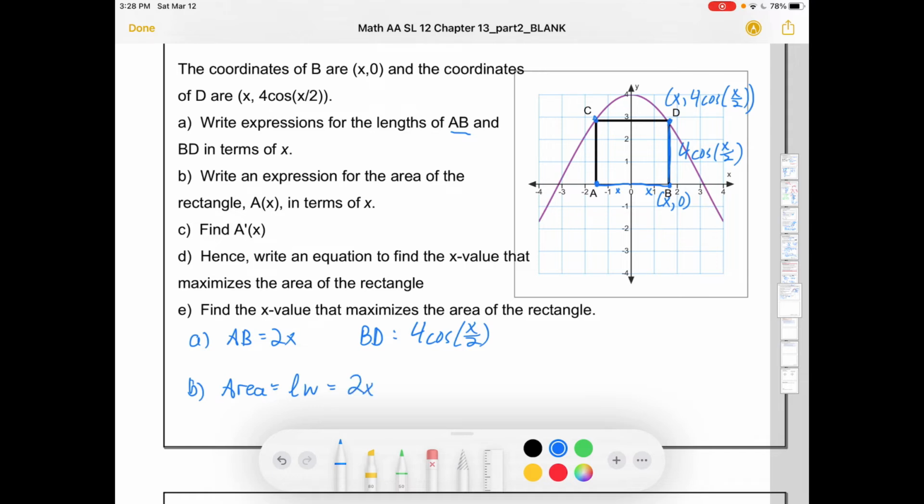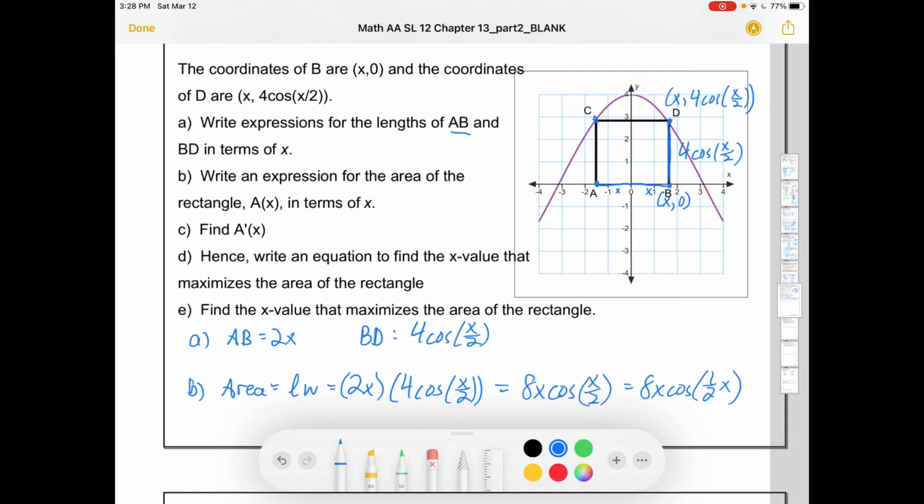So that would be 2x times 4 cos of x over 2. Or better yet, 8x cos of x over 2. Or if you prefer, 8x cos of a half x. All these things are reasonable ways to write this.